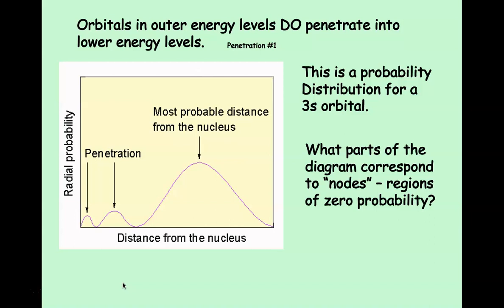So the question: what parts of the diagram correspond to nodes or regions of zero probability? Well, any part of the purple line that touches the x-axis is your nodes of zero probability, or near zero probability. Questions on this? Okay.